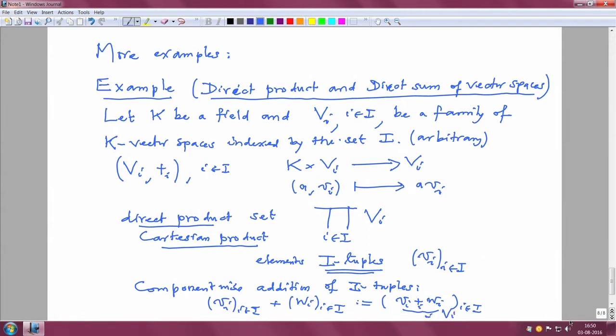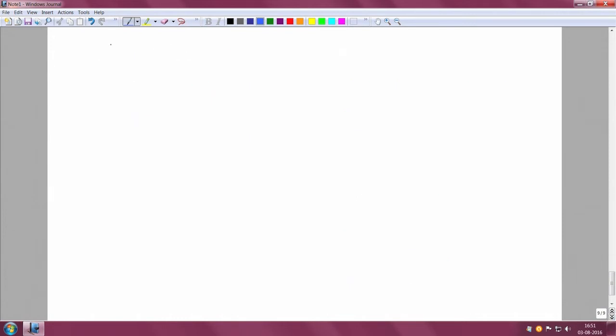So, this defines an addition, and it is again very easy to check that with this addition these Cartesian products become an abelian group. If you want the inverse of the tuple (vi), you just take the inverses of vi at the ith position, and the additive identity will be just 0, 0, 0, 0 everywhere. All the entries are 0, where 0 at the ith place means the 0 vector in the vector space Vi. Scalar multiplication is also component-wise.